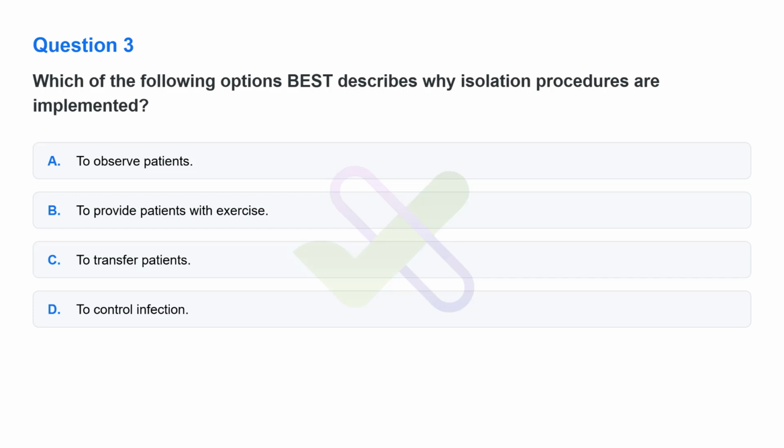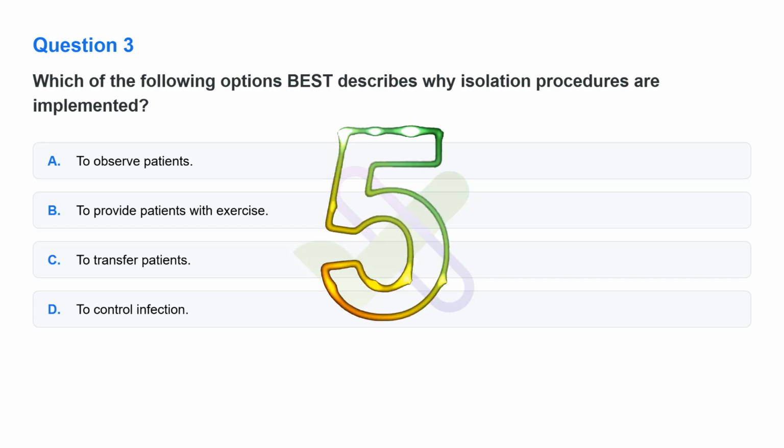Which of the following options best describes why isolation procedures are implemented? A. To observe patients. B. To provide patients with exercise. C. To transfer patients. D. To control infection.